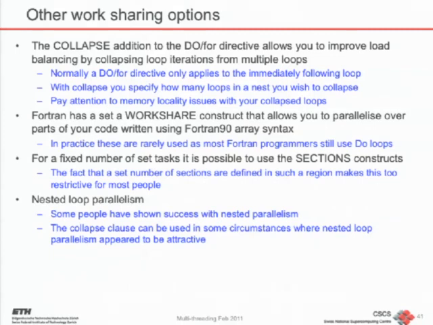There are other options. You've seen collapse to help with do and for to get better load balance. I believe that was one of the examples yesterday. There's the Fortran workshare construct, there are sections, and there's nested loop parallelism, plus the new tasking directives.